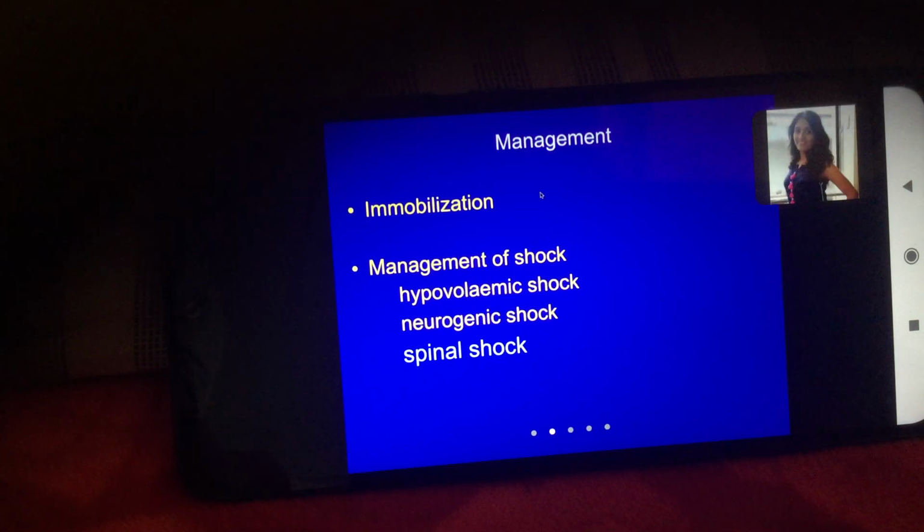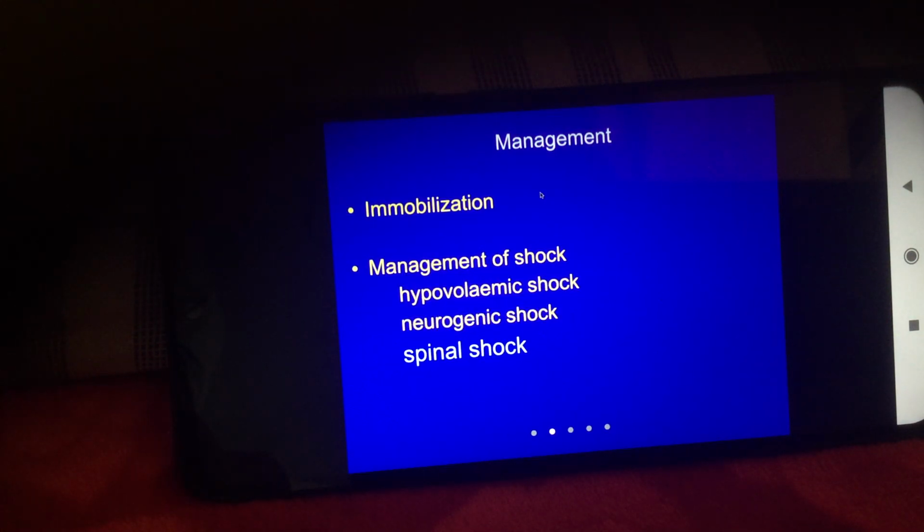And management, immobilization is the first thing that you have to do. ABC. In A itself, you have to immobilize the cervical spine. And for dorsal and lumbar spine, unless and until you rule out the spinal cord injury, spine injury, keep the patient immobilized. Don't mobilize the patient.